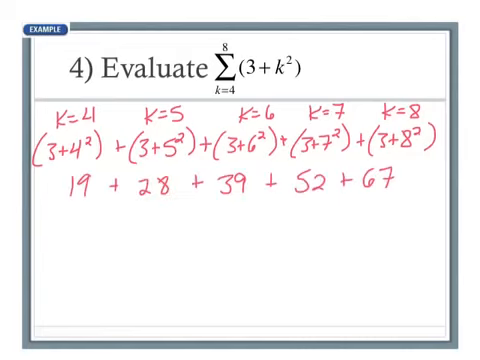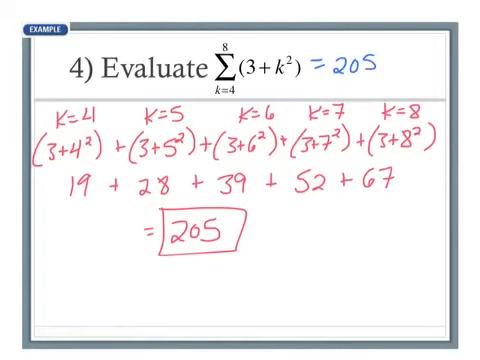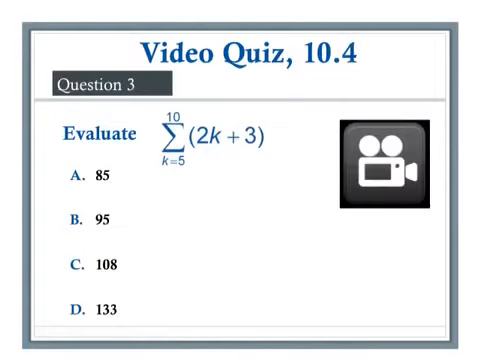I went ahead and wrote down the values of all of those expressions: 19, 28, 39, 52, 67. When you add all those up, you will get 205. So the value of this sigma expression is 205. Here's your third video quiz question.